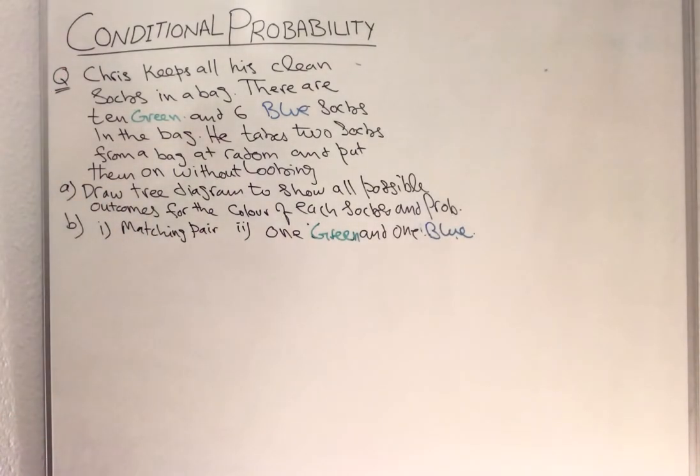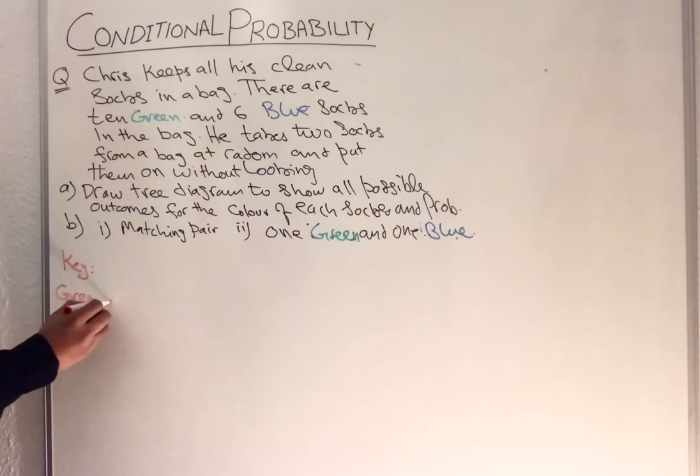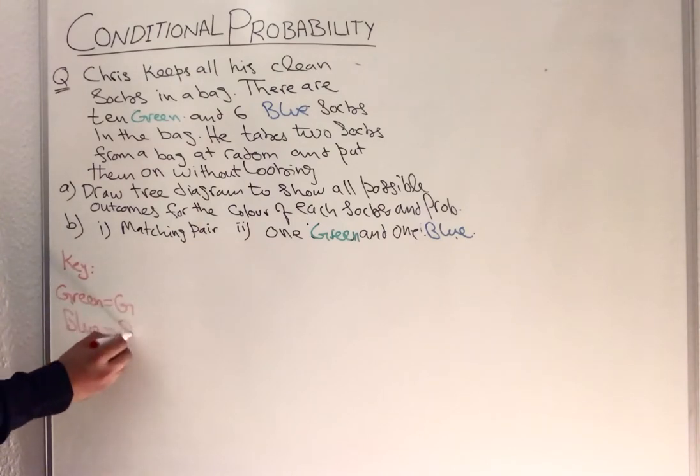So now we have to draw a tree diagram. They have given us 2 colors, one is green and one is blue. And secondly, what condition can be formed in here? First of all, we need to apply a key. The key shows green for G and blue for B.